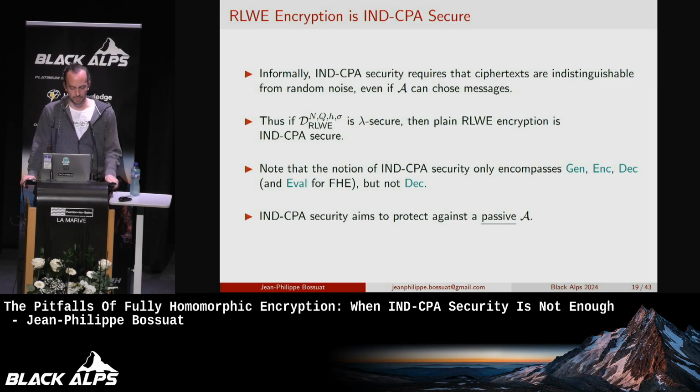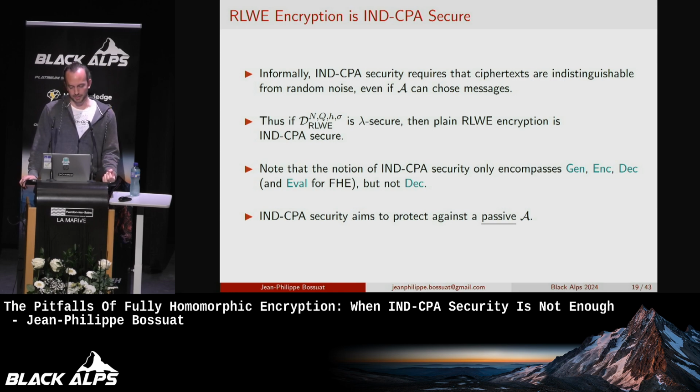So we have seen that RLB samples, if they are lambda secure, are indistinguishable from a random distribution in the domain of the ciphertext. So this means that plain RLB encryption should also be IND-CPA secure, because if you add a message to something that is random, you get something that is random.